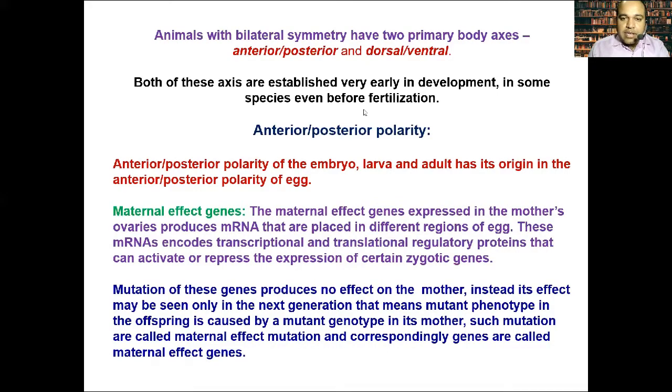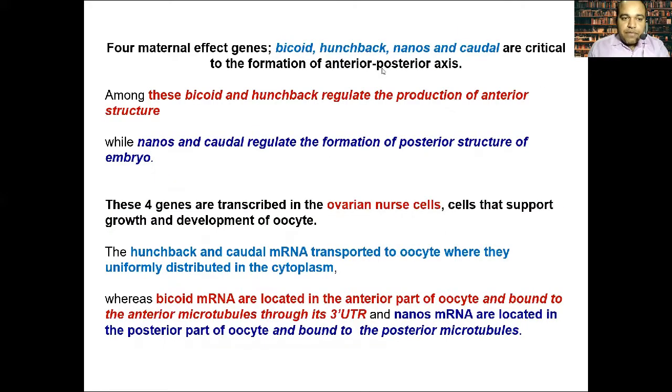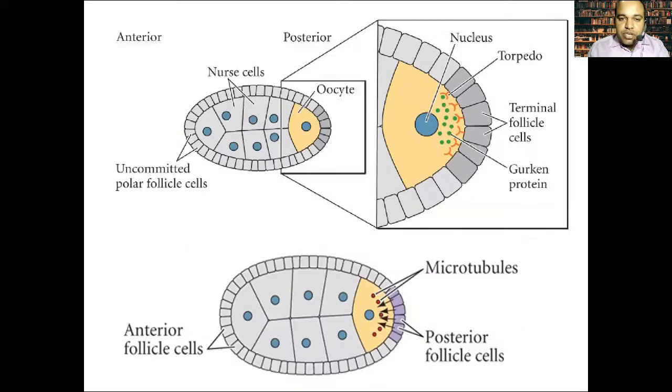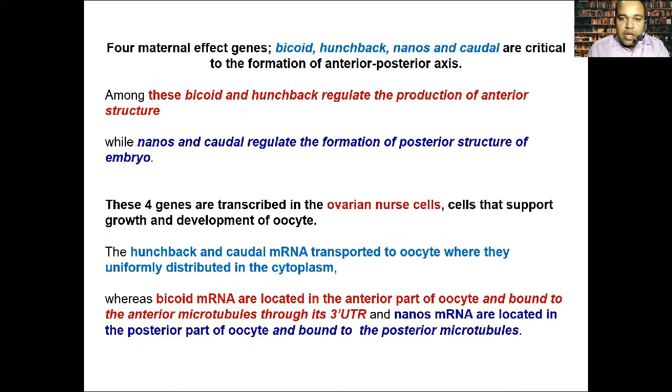What we find on the next slide is that four maternal effect genes are very important. Which are the four maternal effect genes? Bicoid, hunchback, nanos, and caudal. And how the expression of these genes takes place, that we have to understand. They are critically important for the formation of the anterior-posterior axis.